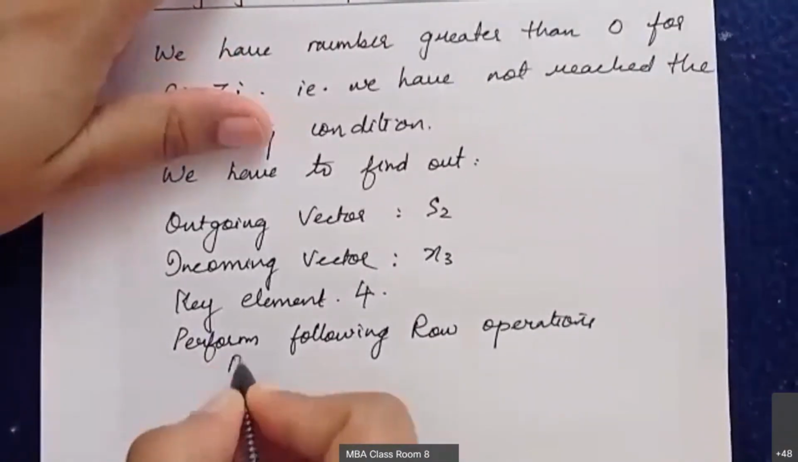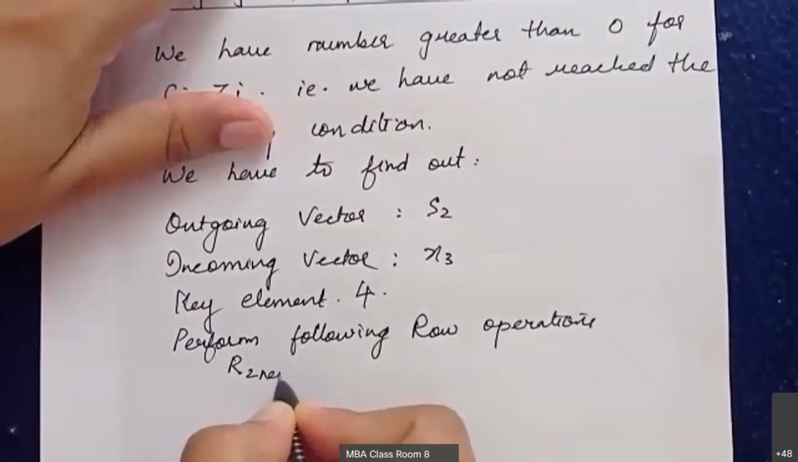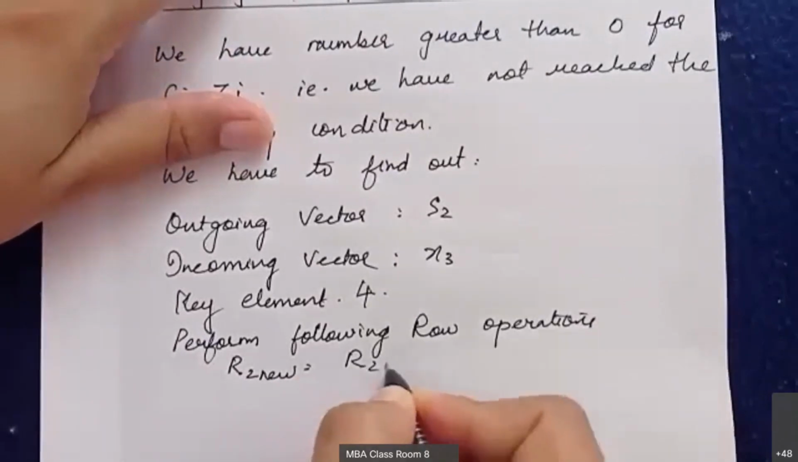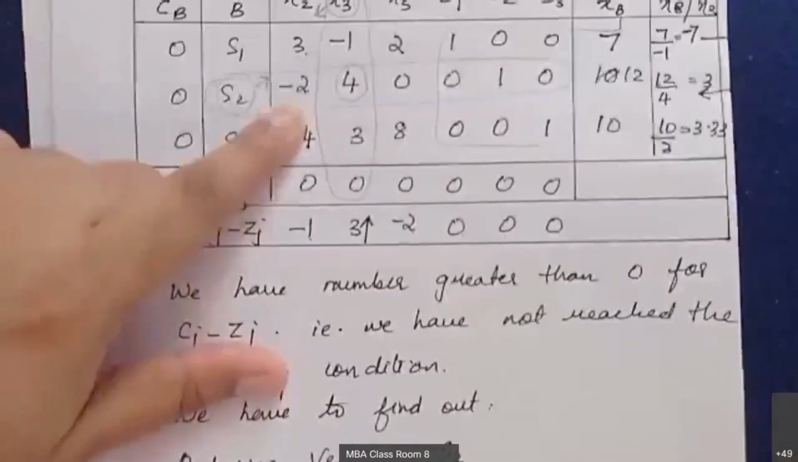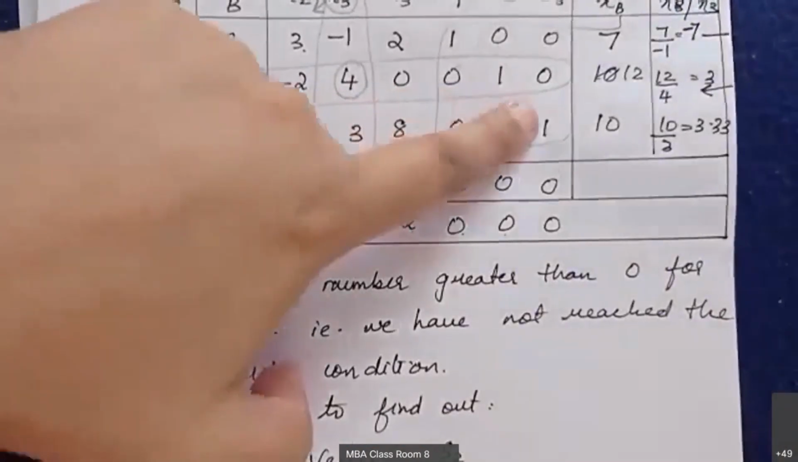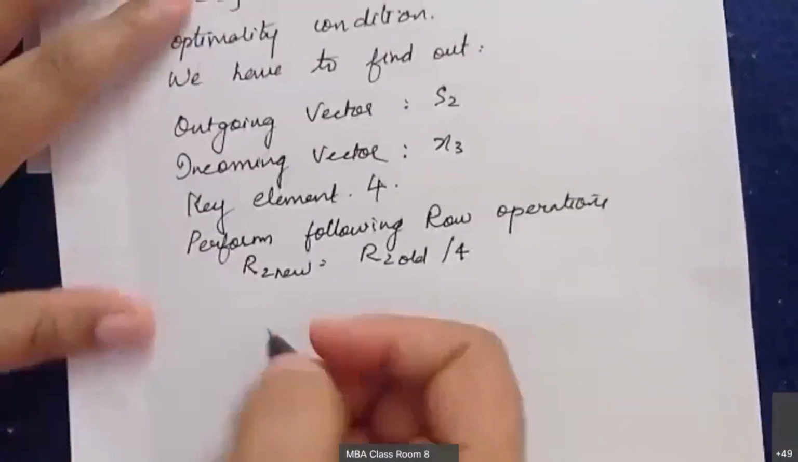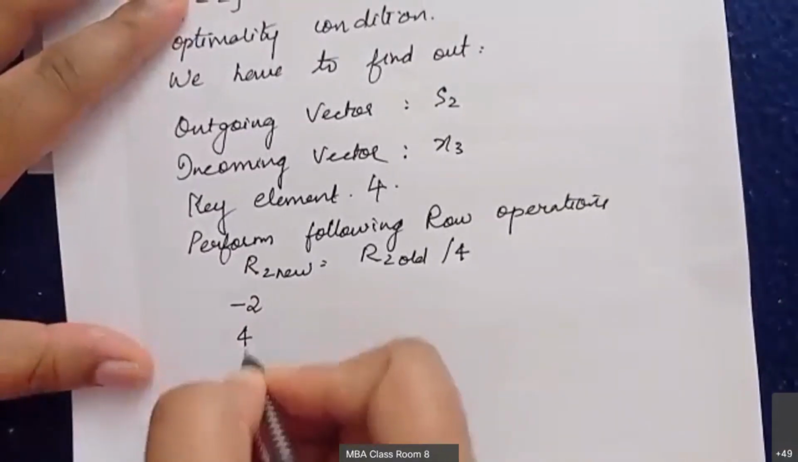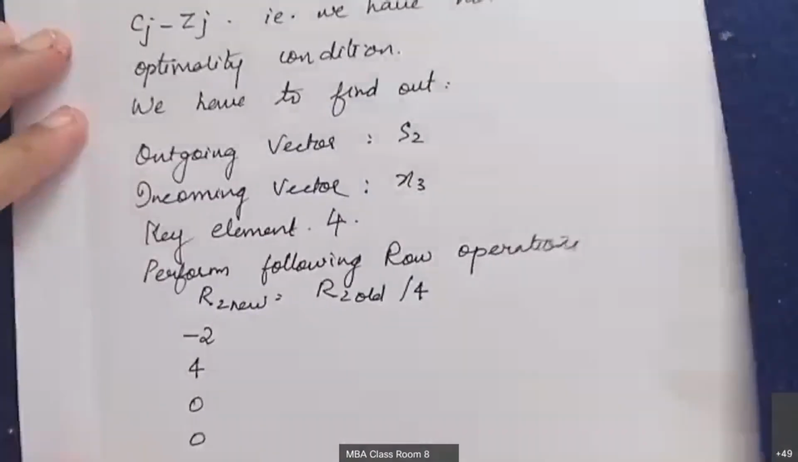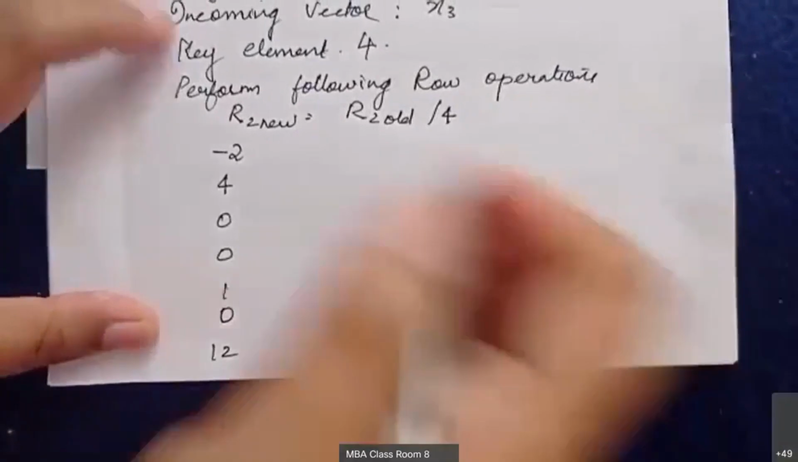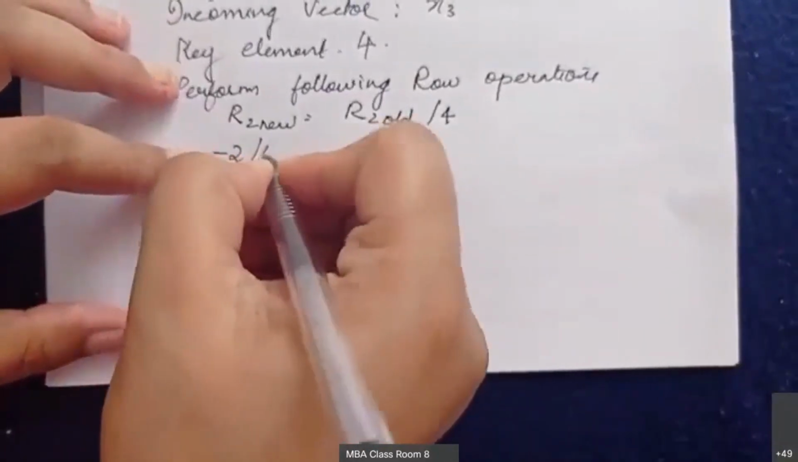Our equation will become, this is R2. Okay, so R2 new will become R2 old divided by 4. Okay, what are the numbers there? -2, 4, 0, 0, 1, 0. And in the solution column, I have 12. Write down 12 also. Okay, I have written down 12 also. Now, we are going to divide by 4.